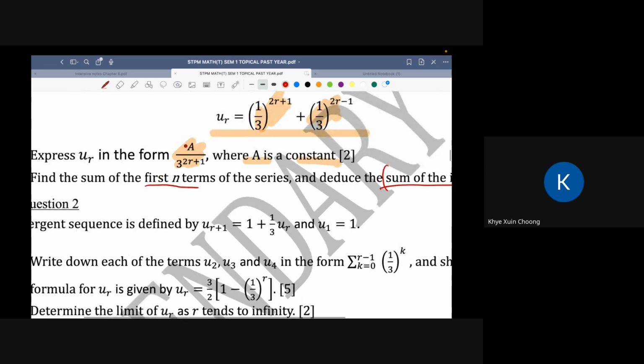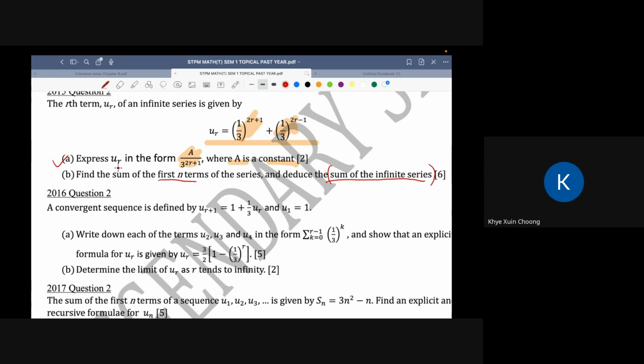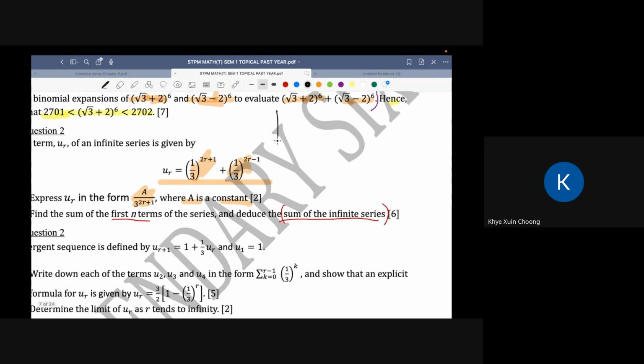How can this be a geometric series? Okay, you see, this is u_r in the form of A over 3 to the power 2r plus 1. So let's say, I didn't try to solve the question. We don't know the A, but if you try to do this, you will get the A. But if you try to find u_1, you will see that u_1 equals A over 3 to the power 2 times 1 plus 1, which equals A over 3 to the power 3, okay? Then u_2 will equal A over 3 to the power 2 times 2 plus 1, which is A over 3 to the power 5.